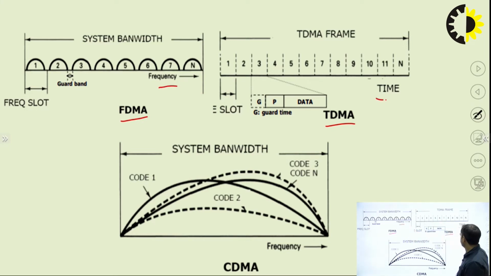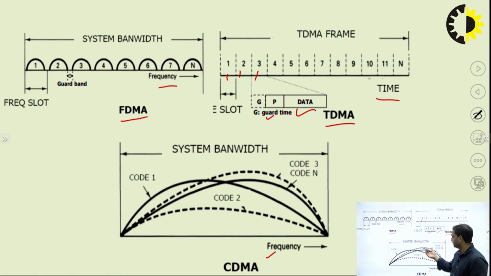In the time domain, we are divided into different slots. These are the slots in which the data will be transmitted, and this data will be appended with the guard time. So guard time will be added in each of the slots so that we can transmit the signal. In the TDMA system, we use the complete bandwidth.